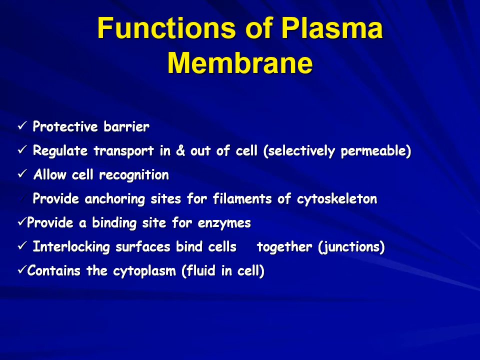It allows for cells to bind together. They're called junctions. And I want you to think of it this way. Cells sometimes fit together like puzzle pieces. Some cells, obviously, if there are two circular cells, there's no way they would bind together, but these junction sites help. And then it also contains that cytoplasm, because if there was a break in the plasma membrane, what would happen? That cytoplasm would come out.